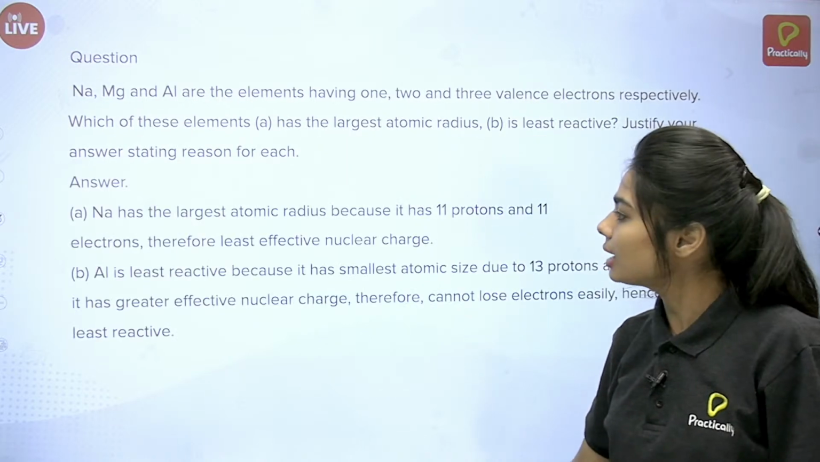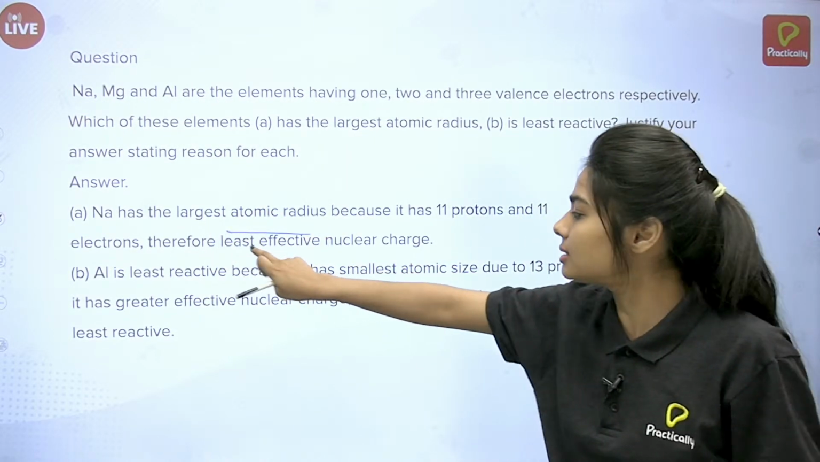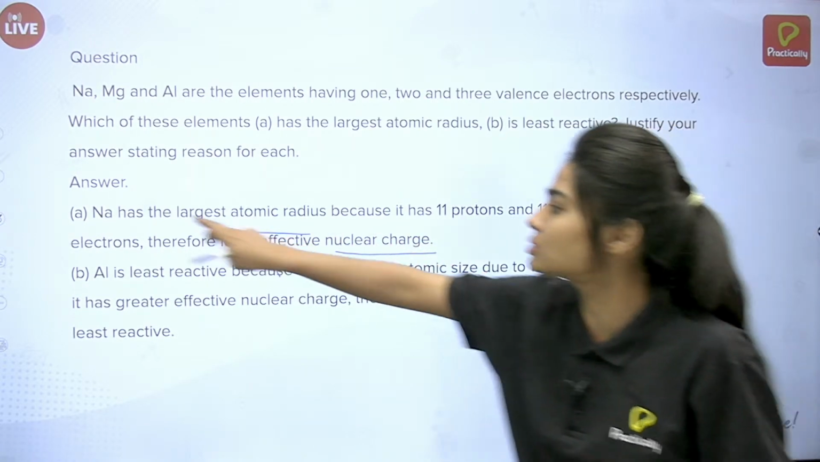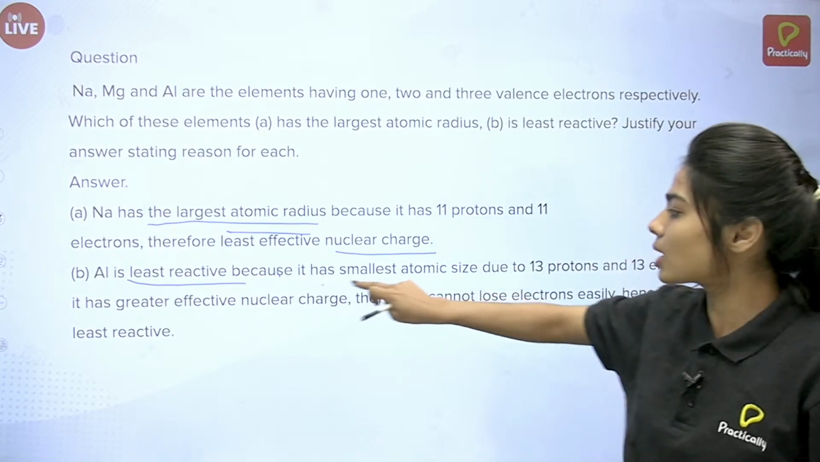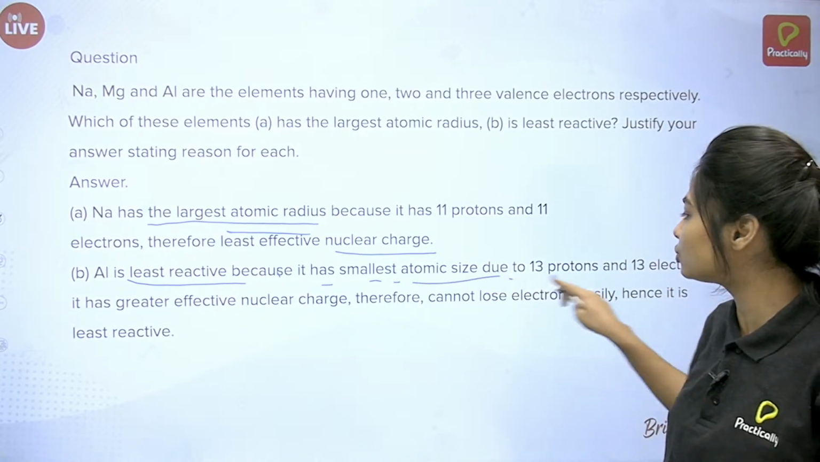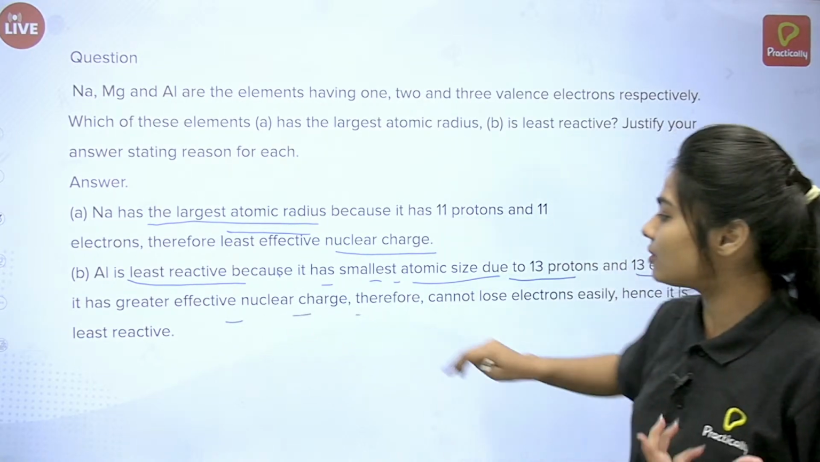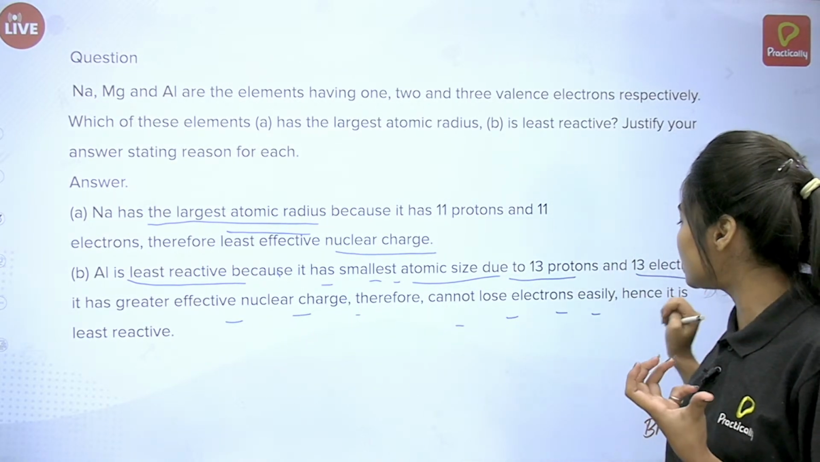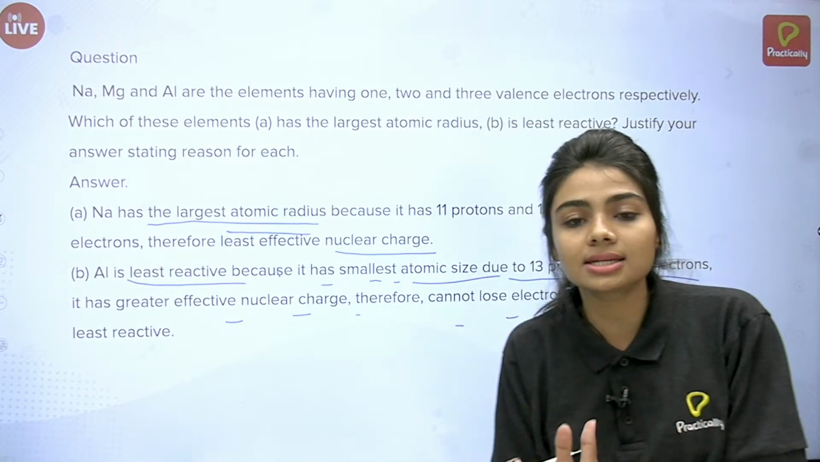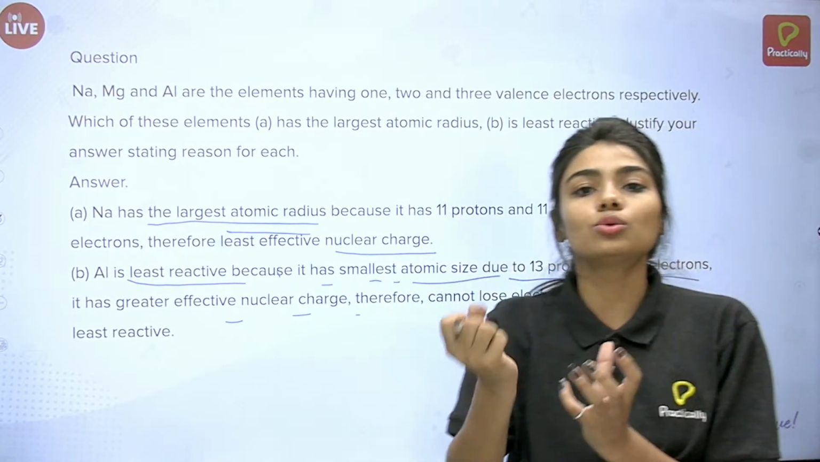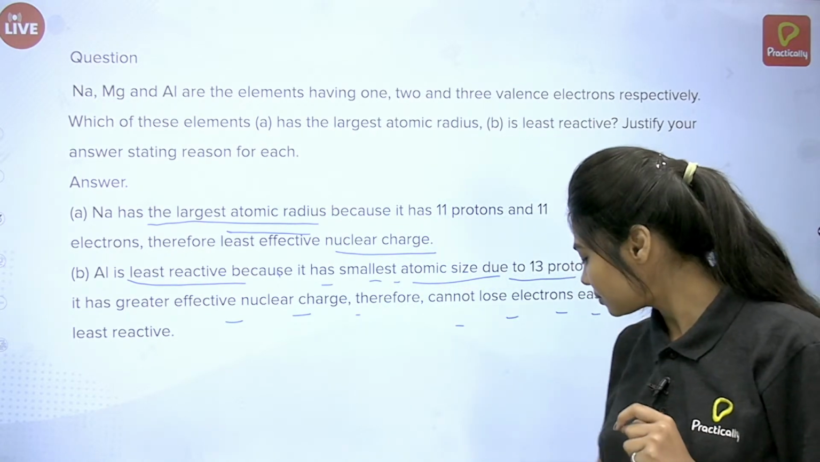Okay, we need to state the reasons. Sodium has the least effective nuclear charge, that's why it has the largest atomic radius. Aluminum is least reactive because it has a small atomic size due to 13 protons and 13 electrons. It has a greater effective nuclear charge, therefore it cannot lose electrons easily, hence it is the least reactive. It can't lose the electron as easily as sodium.